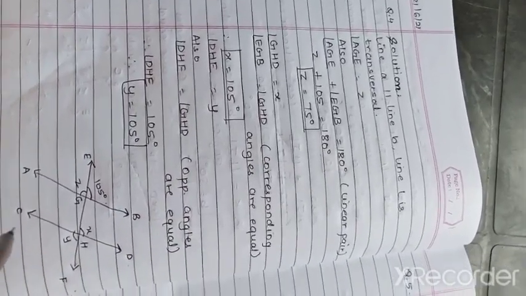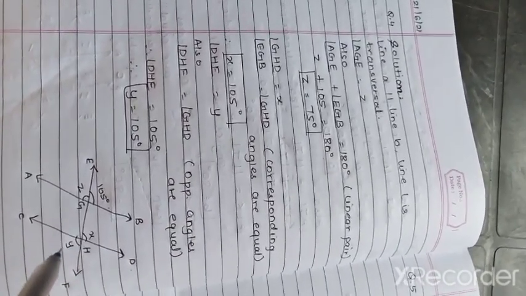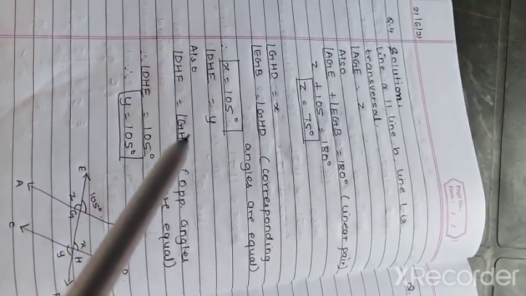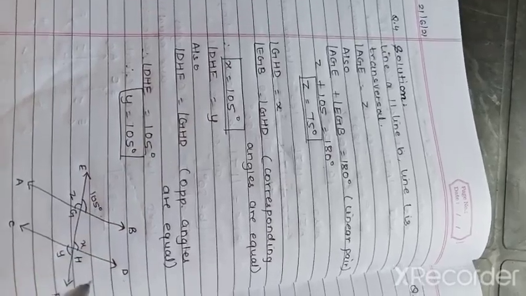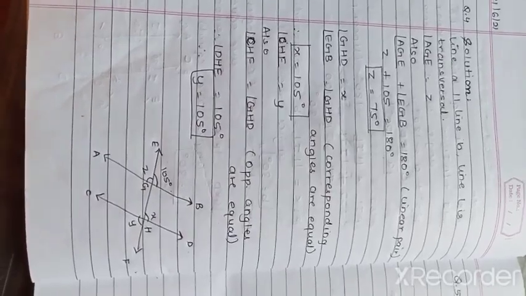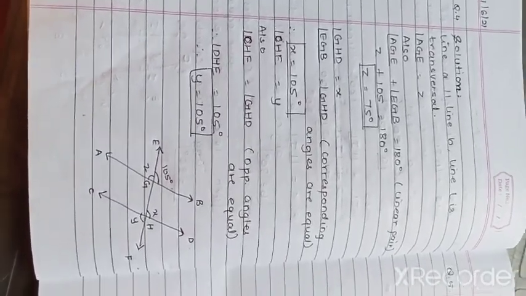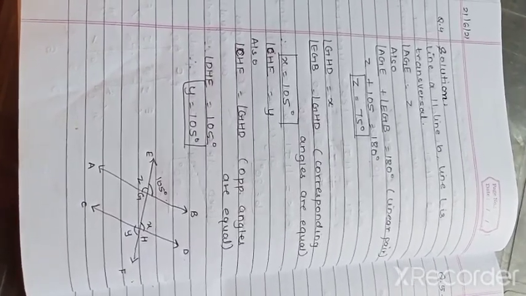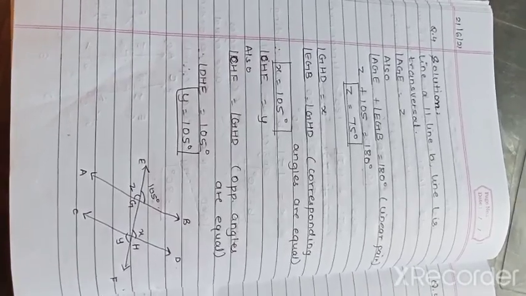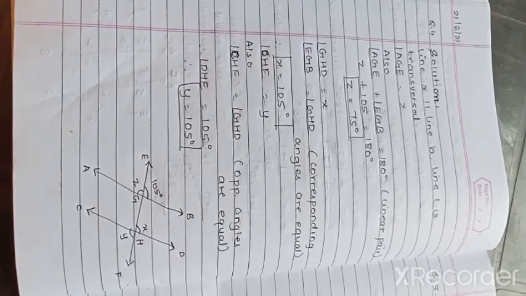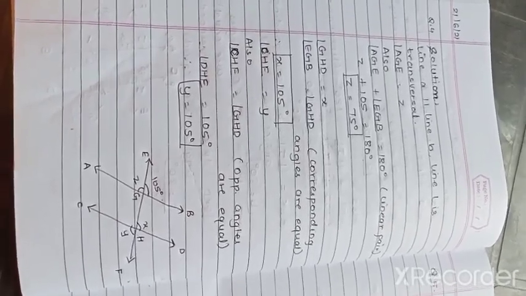Again, DHF. DHF is Y. I can say it is CHF. CHF is Y. So CHF is equal to GHD because these are opposite angles. So therefore the angle is also 105 because X is 105. Similarly, we can say Y is also 105 because these are nothing but the angles in opposite direction.